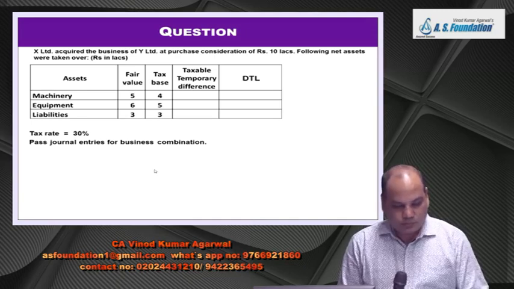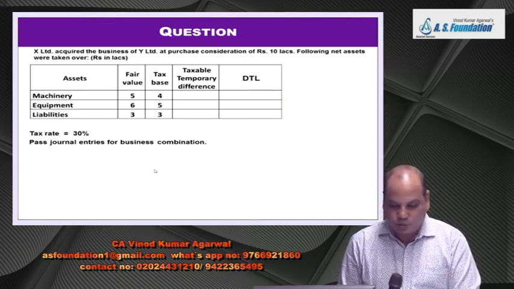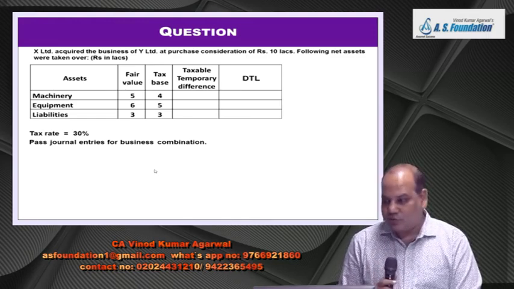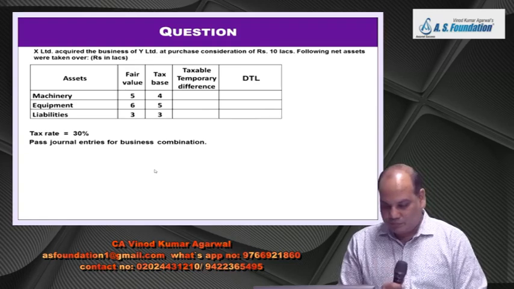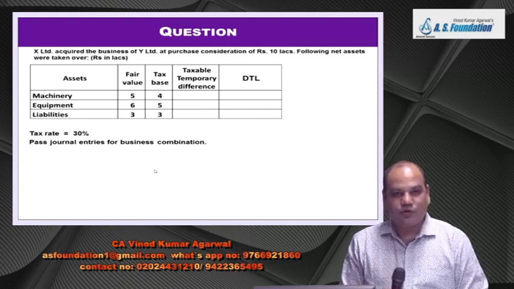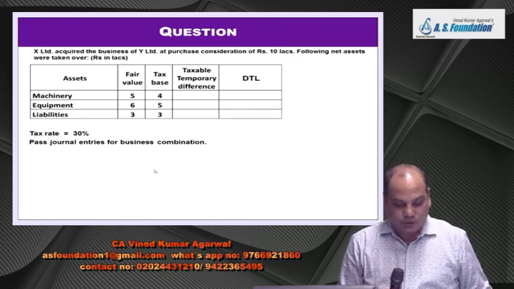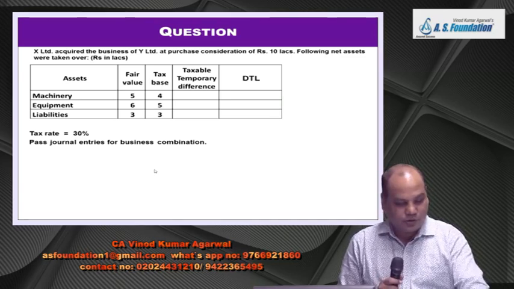Fair value, tax base. And to save our time in the question, we have kept 2 columns blank: taxable temporary difference, DTL. Tax rate is 30%. Pass journal entries for business combination. So this question is a mix of 2 chapters, business combination and IAS 12. So solve it yourself. First you compute the temporary difference, check whether it is DTA or DTL, and then pass the entry accordingly. Let me see who gets it right.